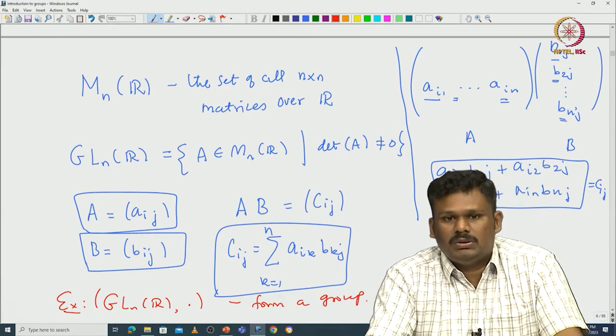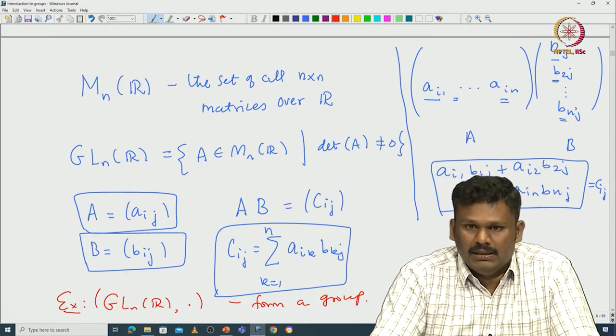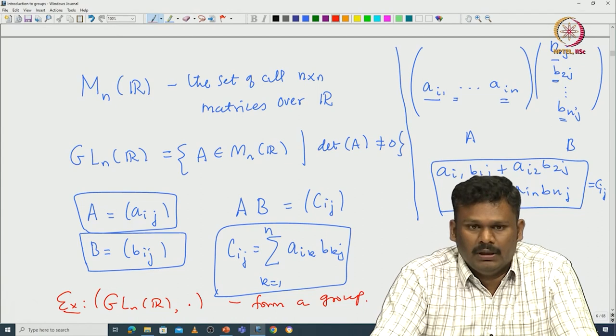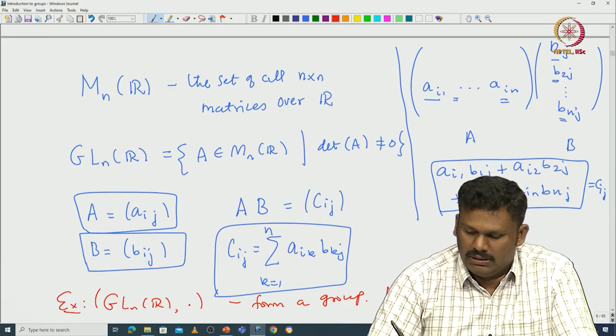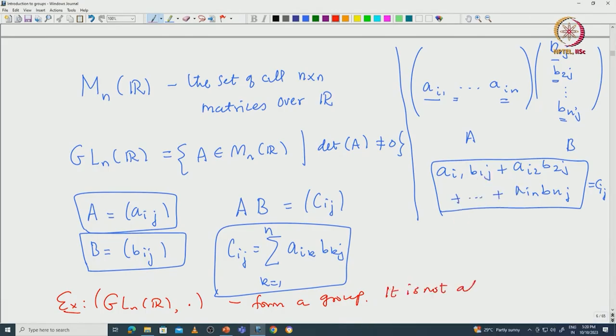It is not hard to check that GL_n(R) is abelian if and only if n equals 1. Even if you take 2 by 2 matrices, it is not abelian. It is not hard to find examples. I will leave it to you to check. So it is not abelian if n is greater than or equal to 2, and when n equals 1, it is just the set of all non-zero real numbers, and that is abelian. That is not hard to see.